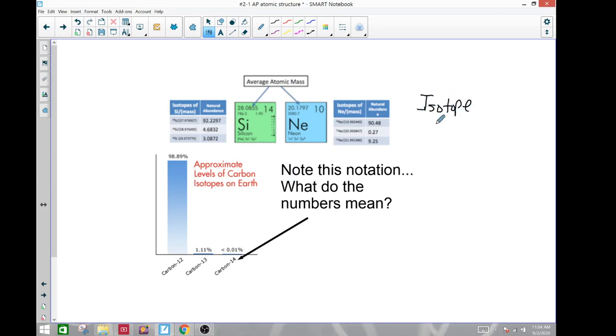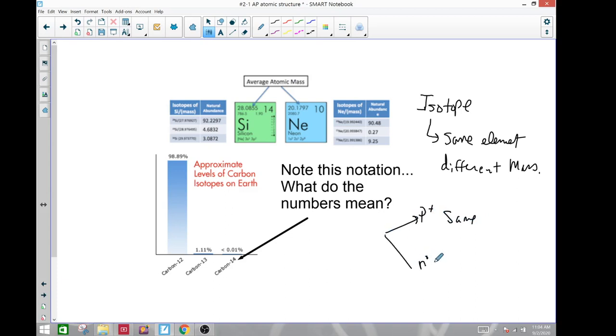Okay, this means you have the same element, but different mass. Now, what does that mean? It means you have the same number of protons. Protons are the same, and the number of neutrons is different.